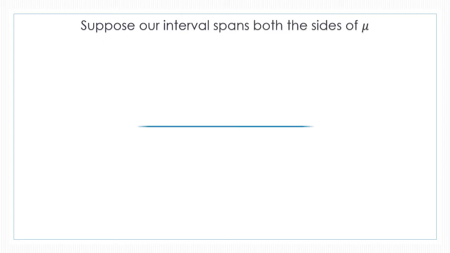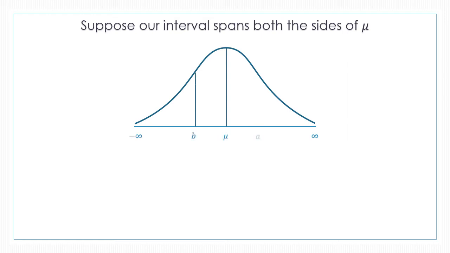Now, suppose our interval spans both sides of mu. If you did not get what I am trying to say, I will just highlight it for you here. Let's assume this is our normal curve and there are two constant values, b and a, and we need to calculate the values between b and a. That means from b to a, the highlighted part, we need to calculate the value for.